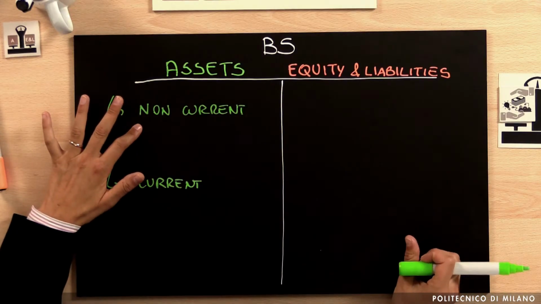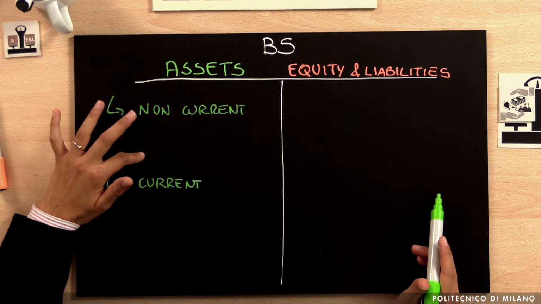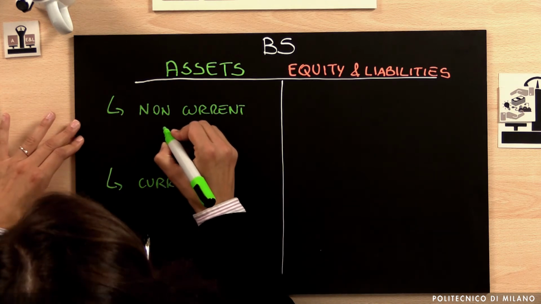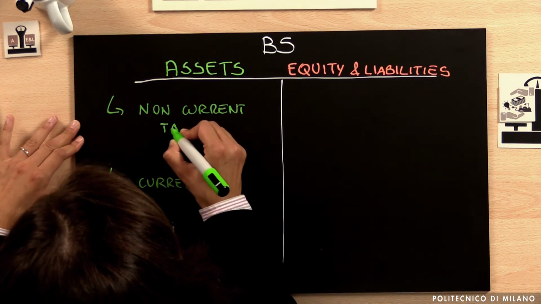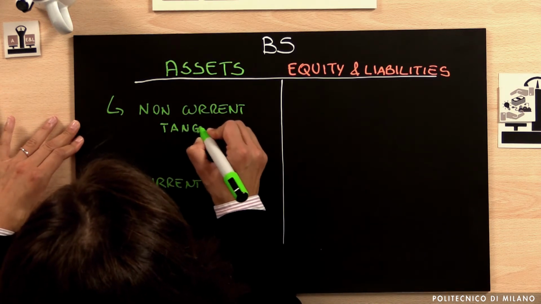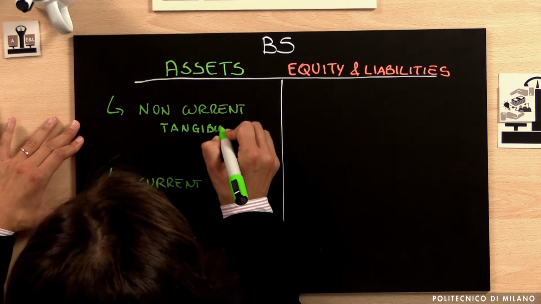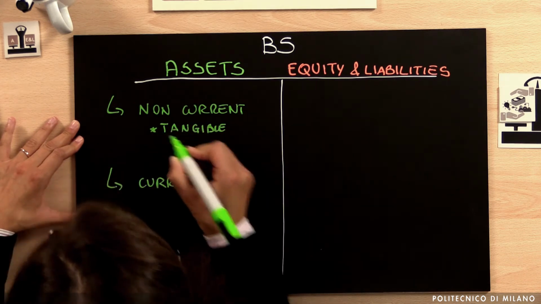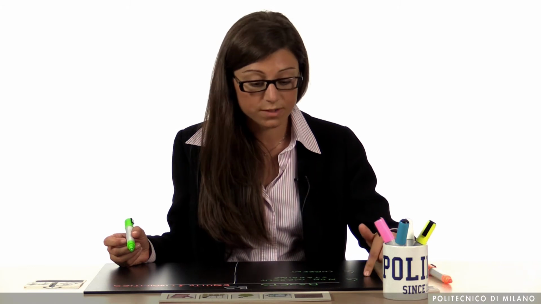If we look at the non-current assets, we can find 3 main categories of resources. We have the so-called tangible resources, and these tangible resources are represented by resources that are available for the company for a period of time which is higher than 1 year, and these resources are characterized by the fact that we can see them and we can touch them. The typical example is represented by property, plant, and equipment.